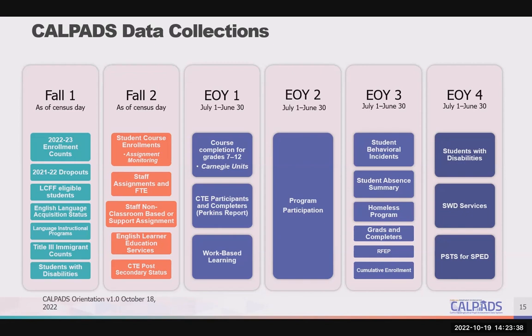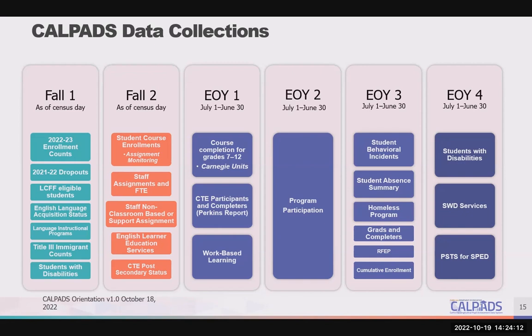EOY 1 collects course completion data for the entire year for students in grades 7 through 12 in departmentalized settings. It also counts students enrolled in Career Tech Ed courses, students who are participating in CTE pathways, and students who completed CTE pathways. This was previously collected in the Perkins report. CALPADS does not collect any adult information, so there are still some additional components that are reported on the Perkins report outside of CALPADS. EOY 1 is required for schools with grades 7 through 12.